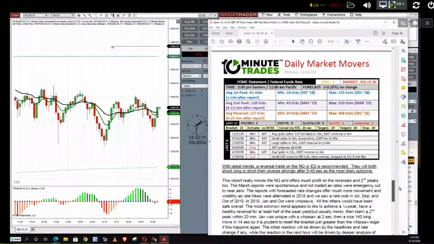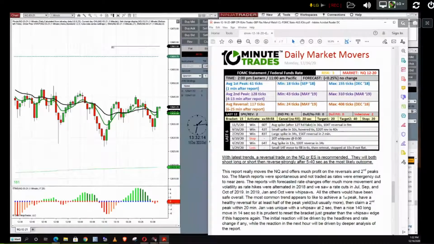March 21st. Okay. So what's recommended here is, with latest trends, a reversal trade on the NQ or ES. They'll both shoot long or short, then reverse strongly after 5 to 40 seconds as the most likely outcome. What's kind of interesting, though, is if you believe the journal's accuracy, the last three reports were winners. So let's look at the last three reports.